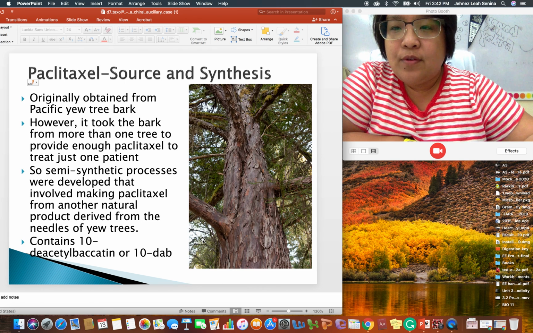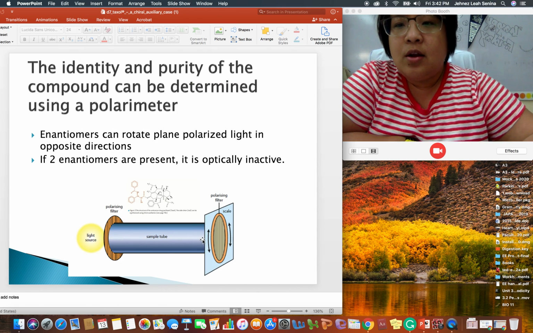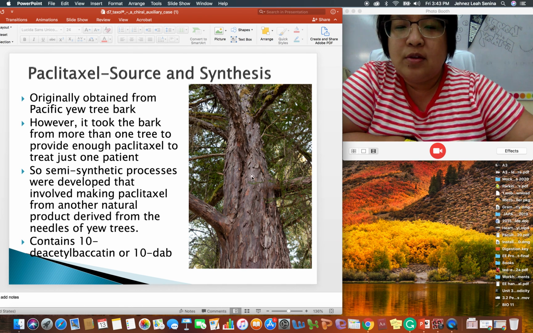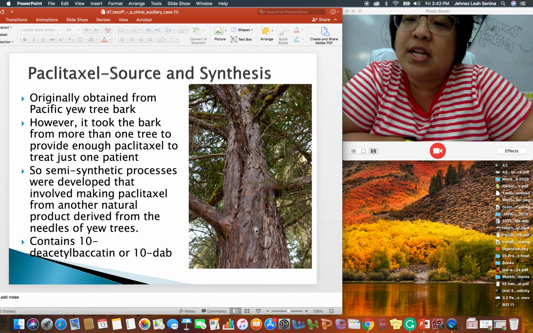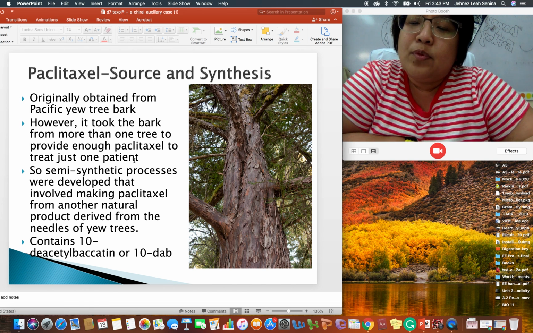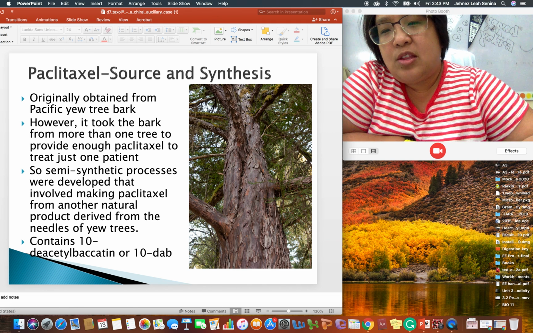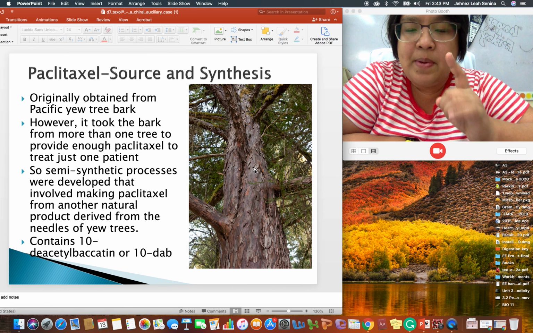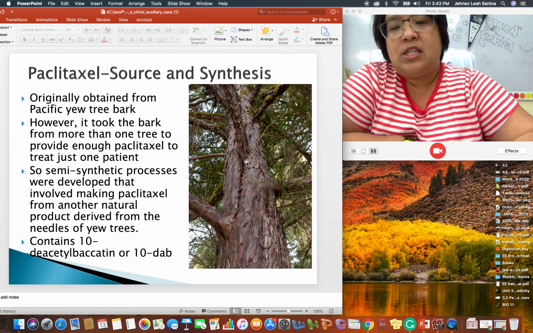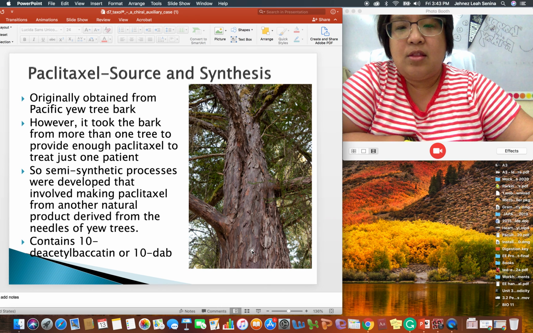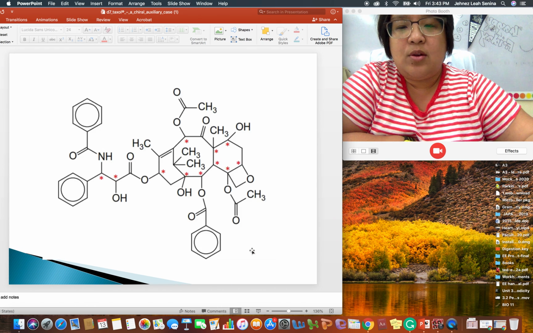And we discovered this drug from the bark of a Pacific yew tree. So the bark of the tree produces that active ingredient, Taxol. However, to treat just one patient, they say you will have to use a big part of this tree. So you take the bark from more than one tree just to treat one patient. So instead of getting it from the tree, we do the semi-synthetic process. What is the semi-synthetic process? It's the one that we just learned.